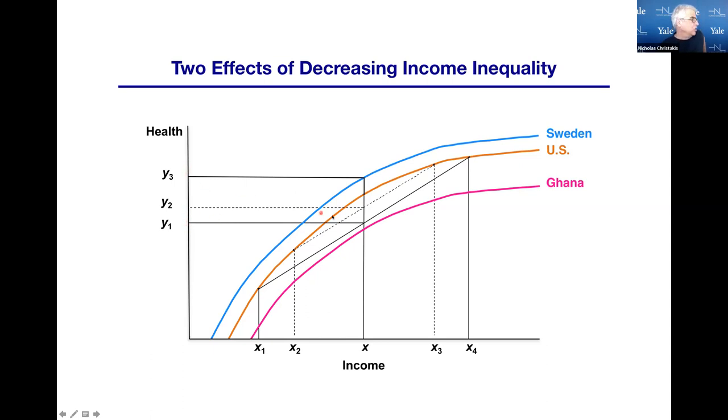I have to look here and catch up with where I'm at. So these are the X3 to X2. So the median here. So if you go from X3 to X2, the average income is X, the average health is Y2, but a transfer here can result in a move from Y1 to Y3. I have to look at this labeling.